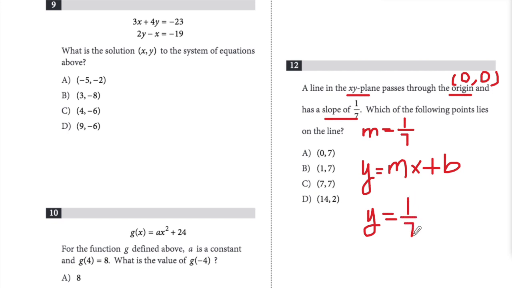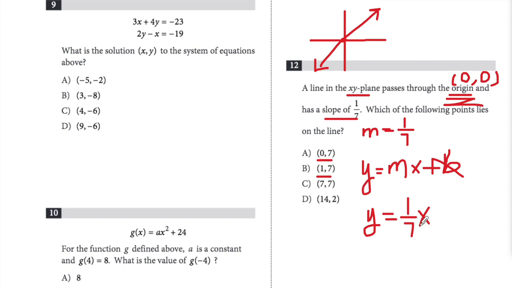And why we know that is because b, it says it passes through the origin. If it passes through the origin, it must be something like this, right? And obviously that doesn't have a y-intercept. The y-intercept here in this situation would be 0, so we can just get rid of that. Now we just plug in values. Like I said, best way is to plug in and see which one works.